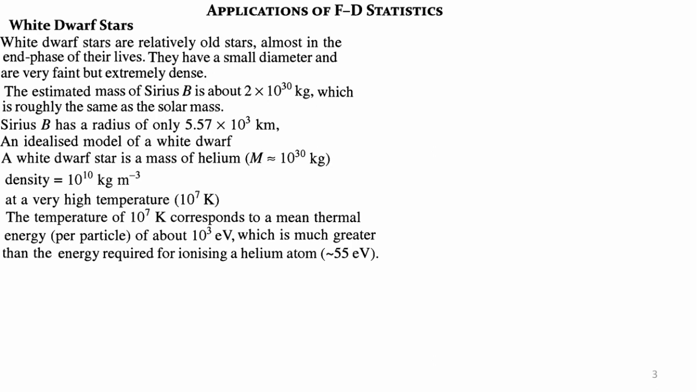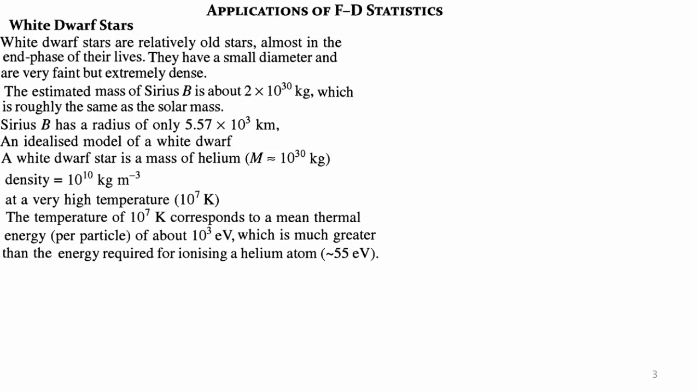So if atoms of helium in a white dwarf star are at a very high temperature, which is of the order of 10 to the 7 Kelvin, then their kinetic energy is at such a high value that the atoms of helium are all in their ionized state, because each atom of helium requires energy of 55 electron volts to get ionized, and the typical energy of the helium atoms is of the order of 10 to the 3, meaning 1000 electron volt. So definitely we can't expect helium to be in the form of neutral atomic form.